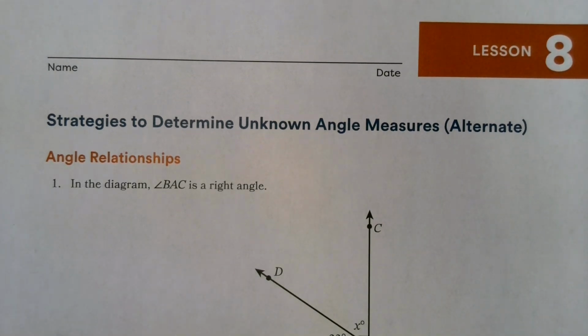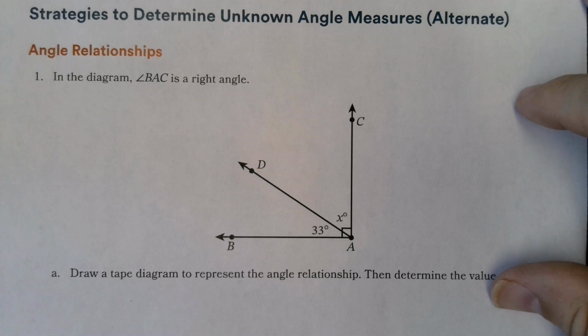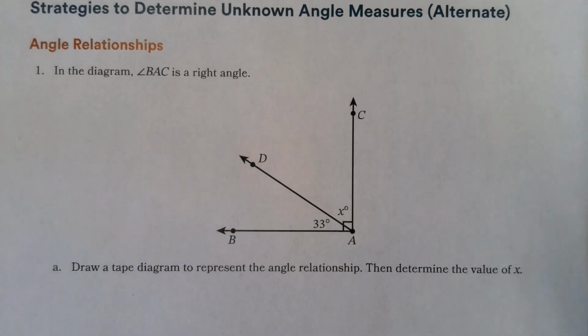This video is over Lesson 8 in Module 3 for Eureka Math Level 7, Strategies to determine unknown angle measures. This is the alternate lesson. So we are going to work out the example problems here and go through the questions and talk about everything that we're seeing here.